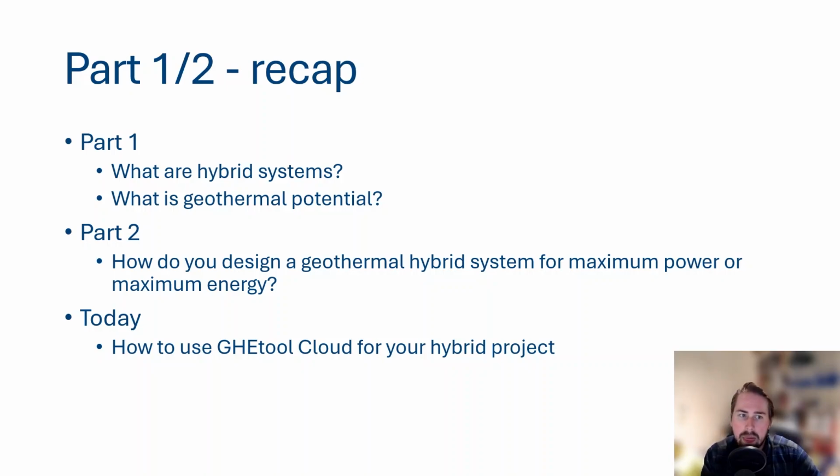So to recap, the first part talked about what are hybrid systems. And we said that hybrid systems are combinations of technologies, a ground source heat pump with, for example, an air source heat pump, that together can heat or cool your building. So it's a combination of technologies. And on the other hand, we talked about geothermal potential. And we've said that a bore field can have either no geothermal potential, or it can have geothermal potential for power or for energy.